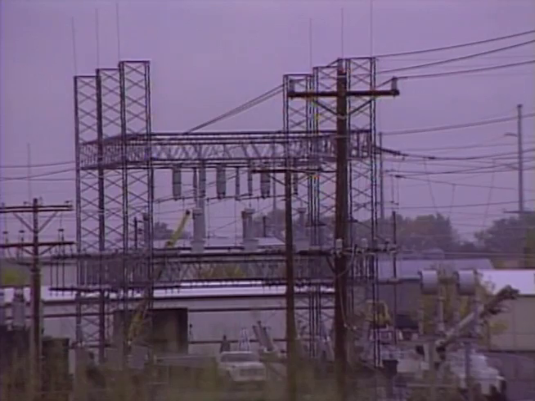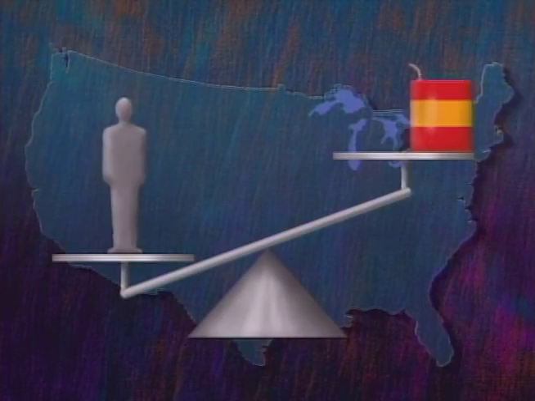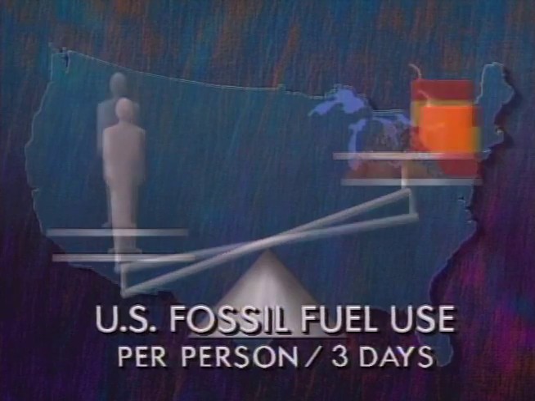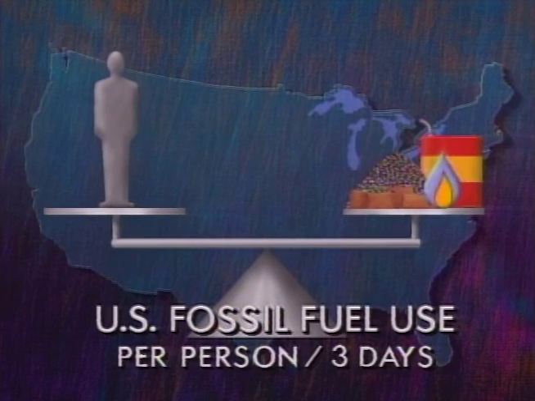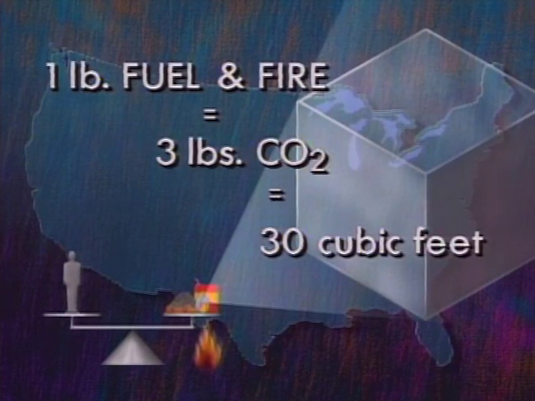Look at the power lines. In the United States, we use a lot of energy, almost all of it from fossil fuels. Every 3 days, we burn our weight in fossil fuels: oil, coal, and natural gas. Burning those fuels adds carbon dioxide to the atmosphere. 3 pounds, 30 cubic feet for every pound of fuel.